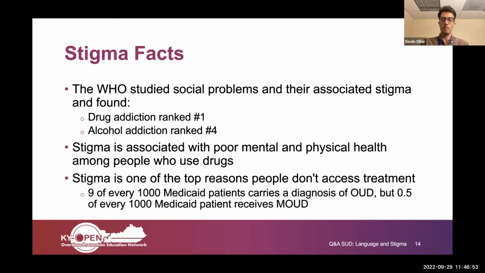them to access treatment. And we see these data from Medicaid patients, where a good chunk of Medicaid patients, 9 out of every 1,000, or about 1 in 100, carries that opioid use disorder diagnosis. But around 10 to 20% of those folks only actually get appropriate care with medications for opioid use disorder.